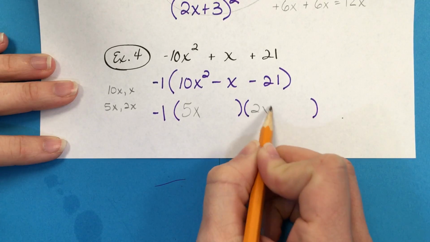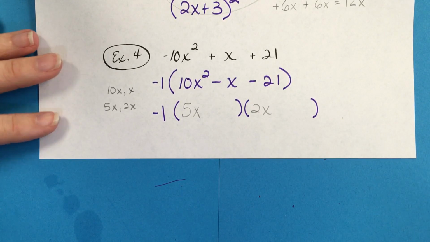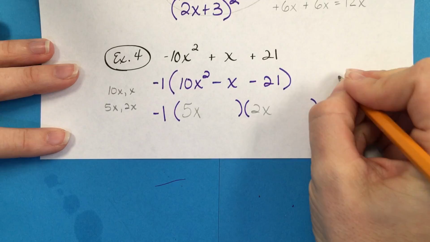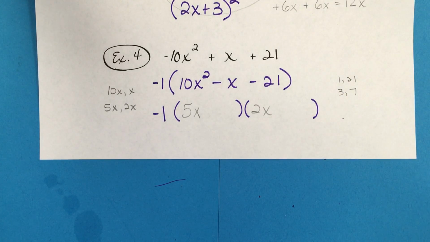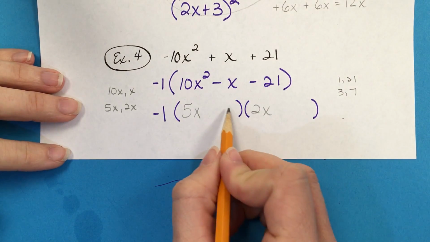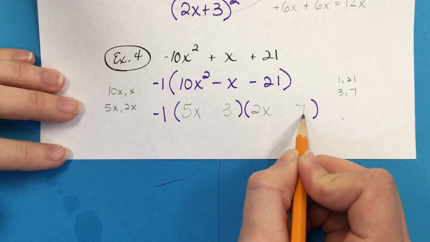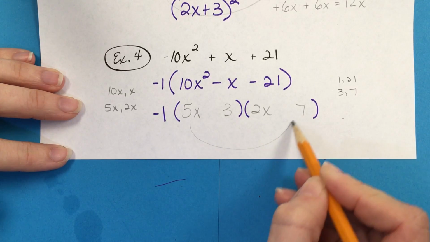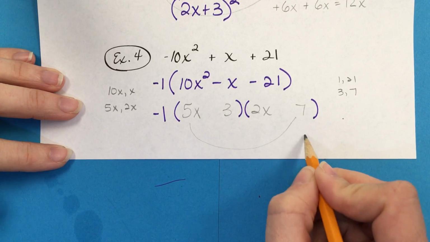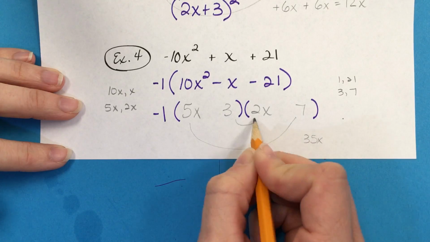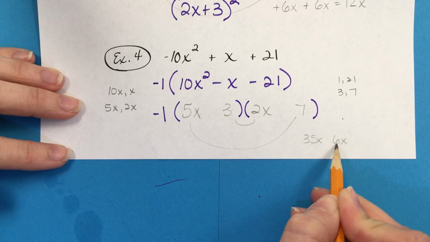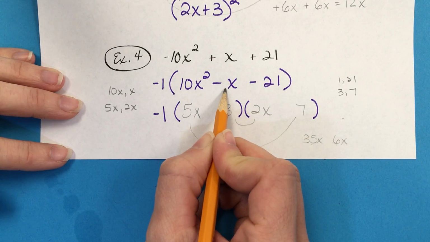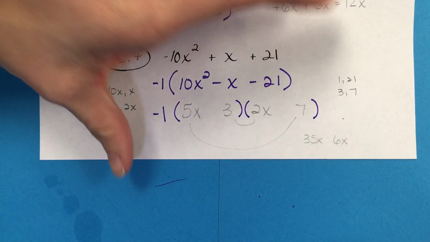Again, I'm doing this in pencil. Now, with 21, of course, 1 times 21 or 3 times 7. So I'm definitely going to try the 3 and the 7 first. If I were to put, let's say, the 3 here, 7 here, and multiply the outsides together, I get a 35. In the middle, I get a 6. But you cannot use a 35 and a 6 to get a -1. So this is not the right combination.